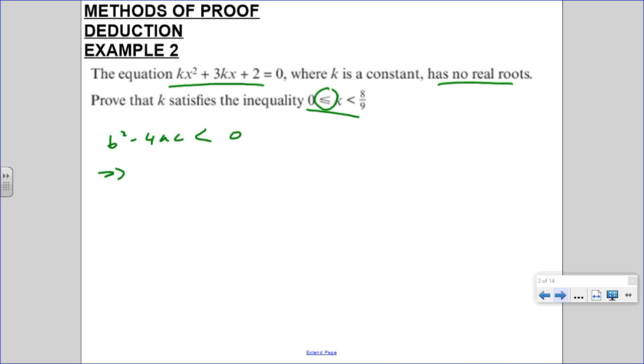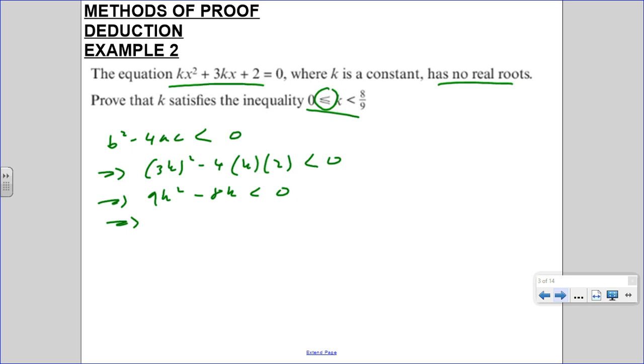So let's do this nice and quick. b must be 3k, a must be k, and c must be 2. So we get 9k squared minus 8k less than 0. We have to factorize, don't we? Now critical values: k is 0, k is 8 over 9.